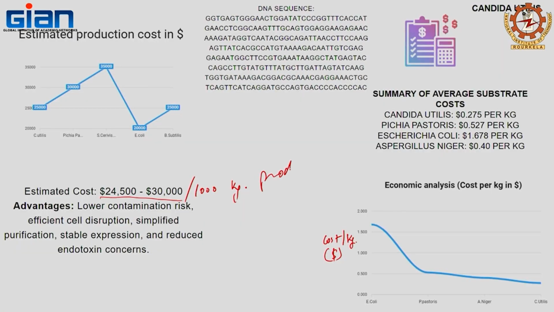Okay, so this is the cost of monellin, or you're talking about the cost of Candida utilis? Actually, it's the production cost. It's a production cost. Yes. You haven't gone downstream yet. Yes, sir. Okay. Production cost. Okay. Sorry for the confusion.